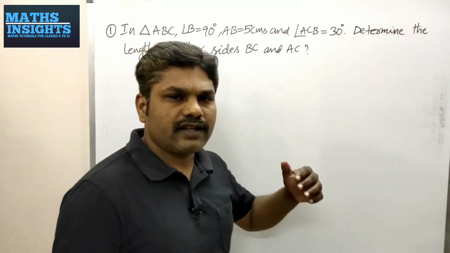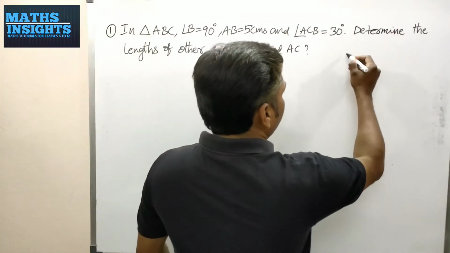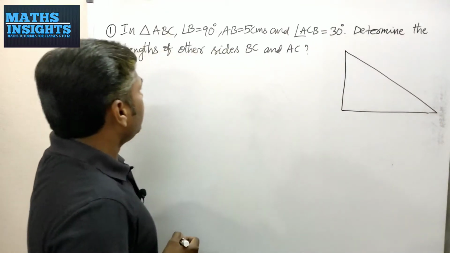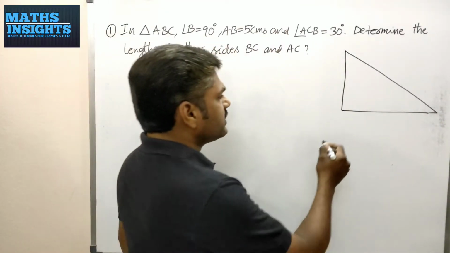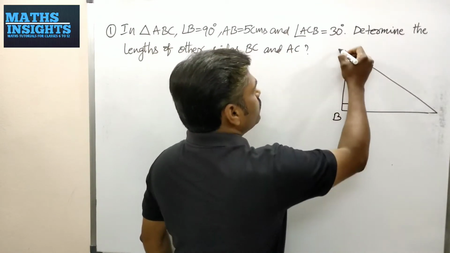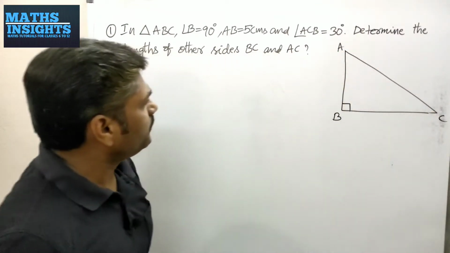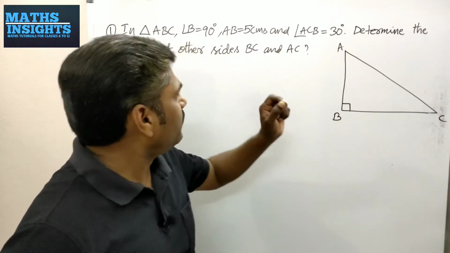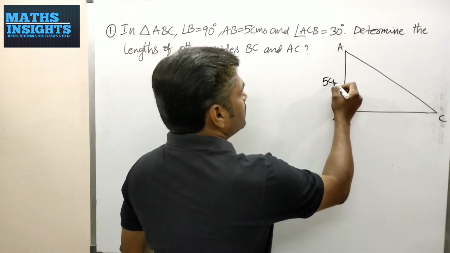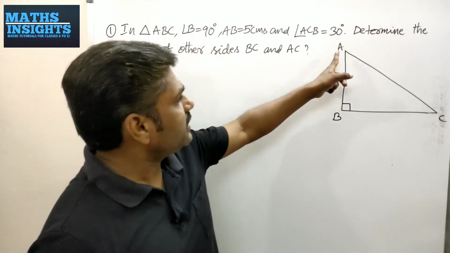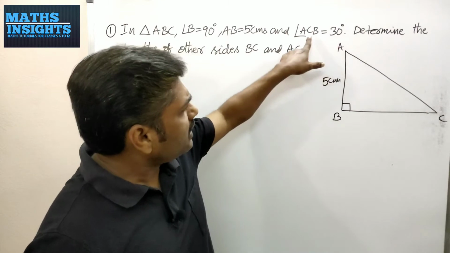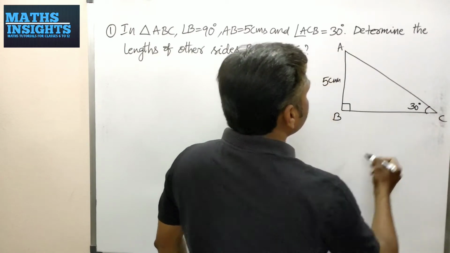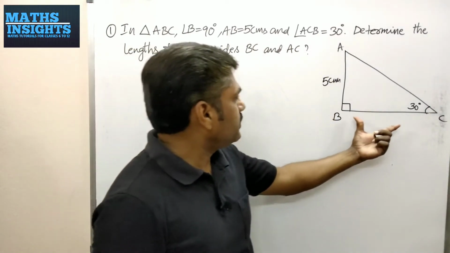If you draw the triangle as per the given data, you may have the diagram like this. See, this is a right angle triangle. They are saying angle B is equal to 90 degrees, therefore I am taking angle B here, then you may take A here, C, then this will become triangle ABC, and they have given the length of the side AB as 5 centimeters, therefore I will write 5 centimeters here, and for ACB, the angle will be at the center letter, that is C. Therefore, this is 30 degrees. Then determine the lengths of other two sides BC and AC.